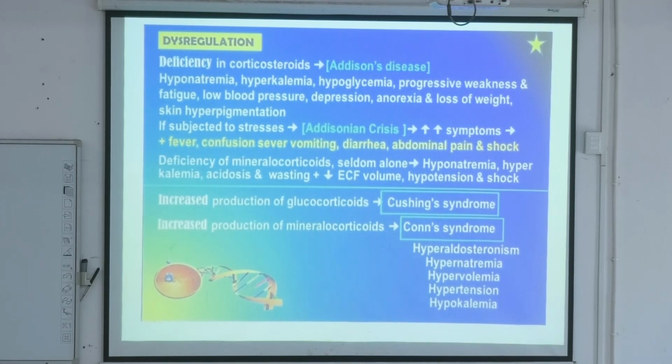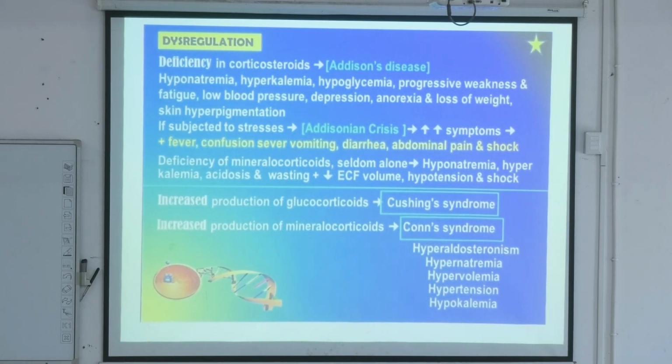Alright. And so what happens? If mineralocorticoid is not produced, the mineral balance it maintains is lost. What mineral balance does aldosterone, the mineralocorticoid, maintain? It causes sodium retention. Aldosterone causes sodium retention in the body and potassium loss. Along with sodium it retains water. So sodium and water retention and potassium loss.